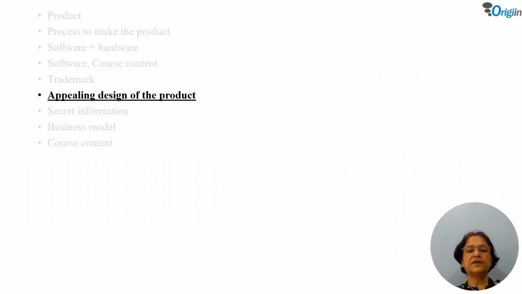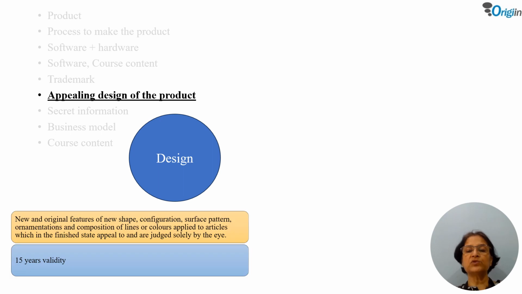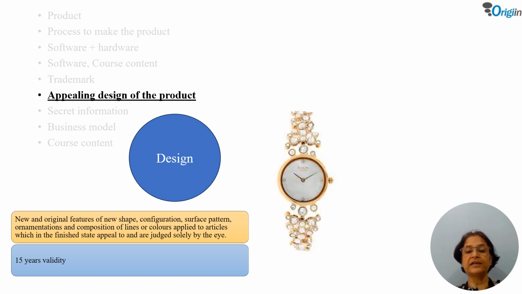If there is innovation in the design of the product, then it should be registered as a design. We call it industrial design, or this is also called a design patent. Okay, so design protects only the aesthetic look and feel of the product. It doesn't have anything to do with the functionality of the product. The validity of a design is 15 years from the date of filing, and after 15 years, the design expires.